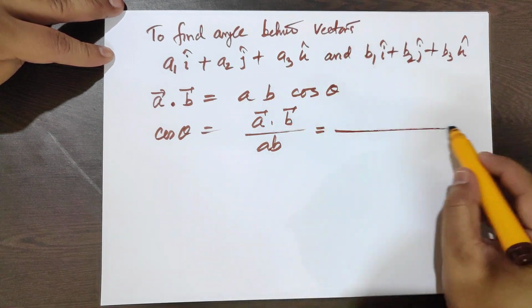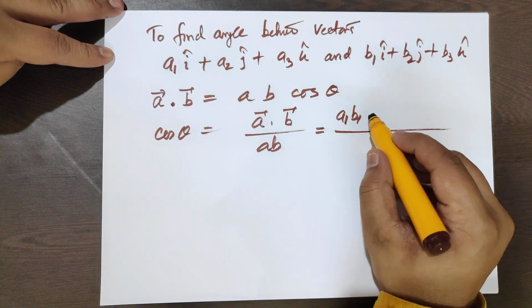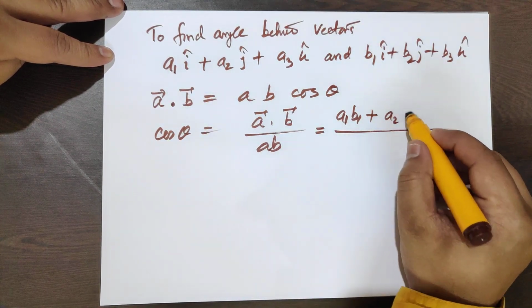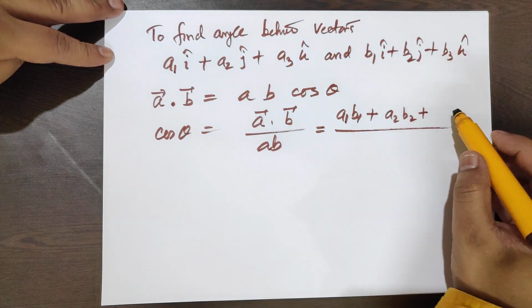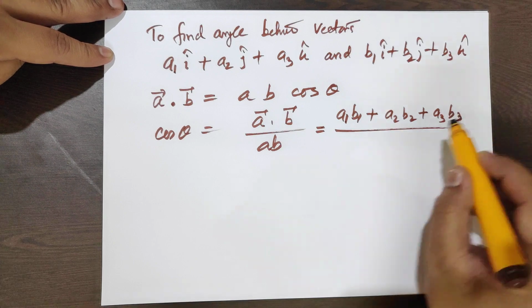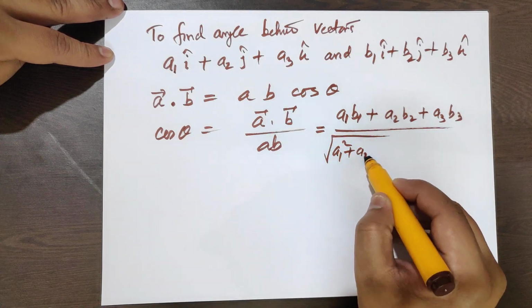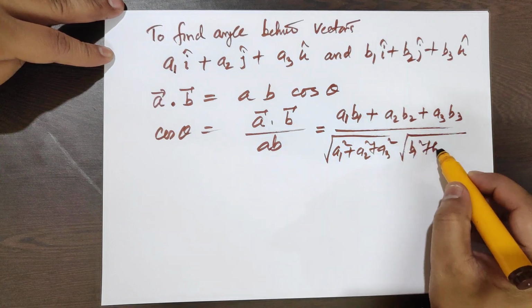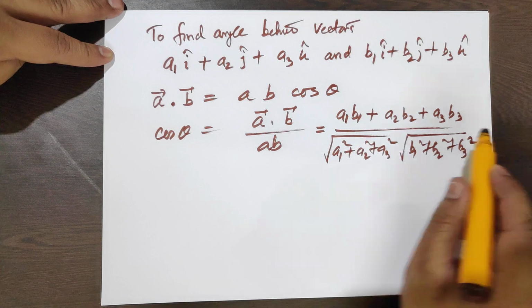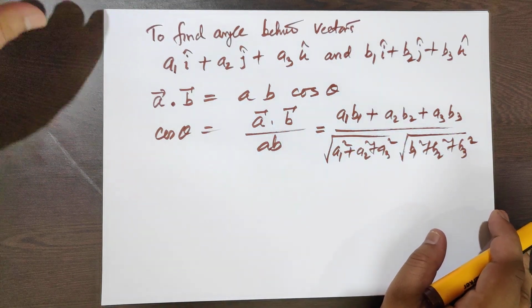So a dot b, you know how to expand. a1 b1, this x component multiplied by x component, plus a2 b2, with proper signs, remember that, plus a3 b3, divided by the square root of a1 square, a2 square, a3 square, times the square root of b1 square, b2 square, b3 square. This is how you can find the angle between two vectors.